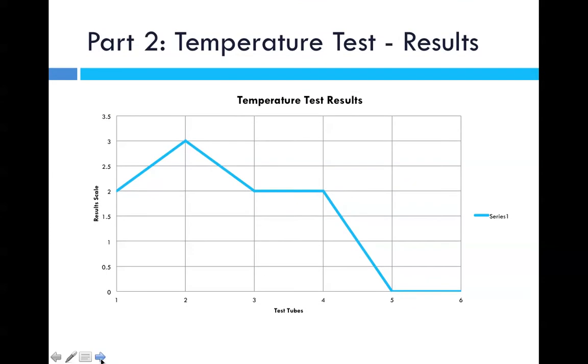As you can see by my chart here, test tube number 2 had the highest rate of reaction, so that's why it's at number 3. And then over time, as the temperature increased, the rate of reaction definitely decreased and then resulted in none as the enzyme denatured at a higher temperature. So as you can see, the more suitable temperature, which is room temperature, is the most suitable environment for catechol oxidase.